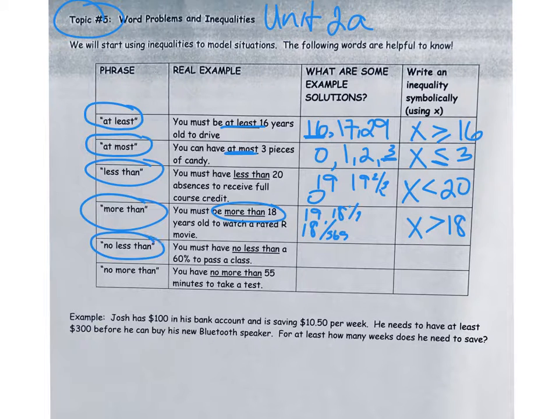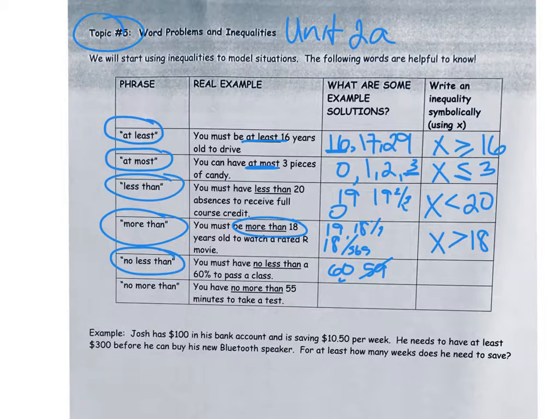No less than. Sometimes we get tripped up by the no less than. You need no less than 60% to pass a class. Well, let's see. If I had a 60, would I pass? Yes. And if I had a 59, I would not. So I would need to have at least 60, or no less than 60. So as long as X is greater than or equal to 60, then I would pass the class. No less than a 60. 60 is not less than 60, so it's fine.